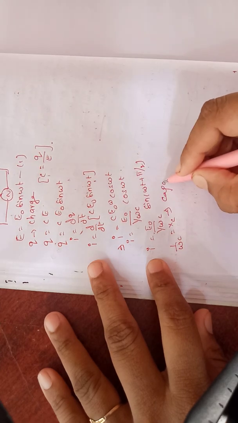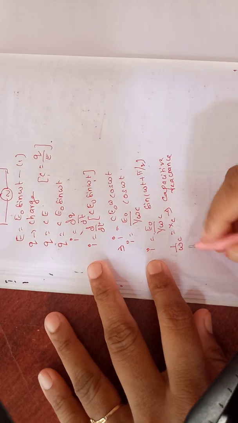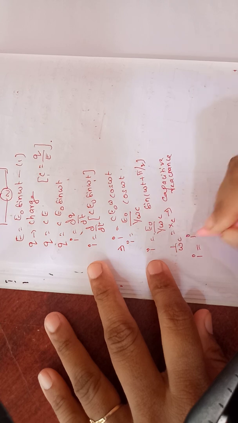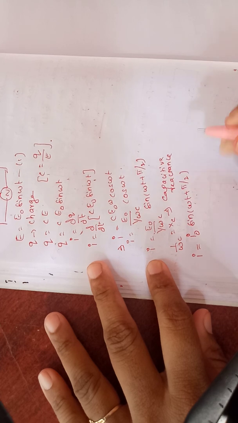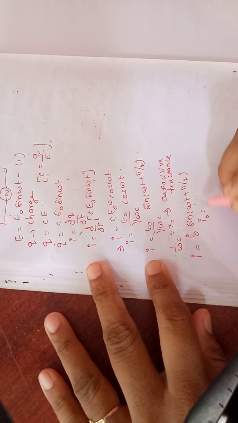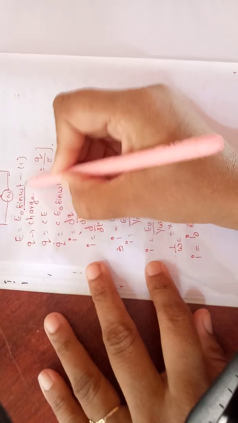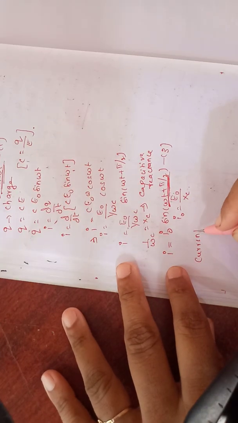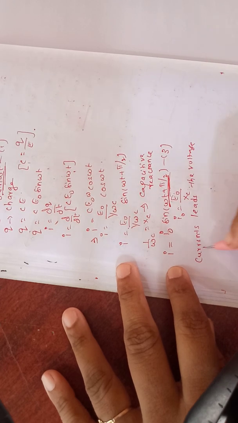We call it capacitive reactance, right? So maximum voltage by reactance we call maximum current. So I equal to I naught sin omega t plus pi by 2, where I naught is nothing but E naught by X C, equation 3. Now if we compare equation 3 with equation 1, we clearly understand that current leads the voltage by 90 degrees.